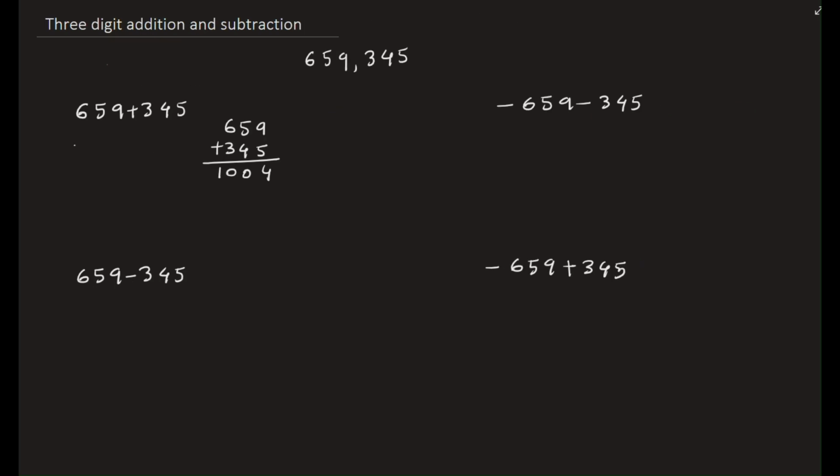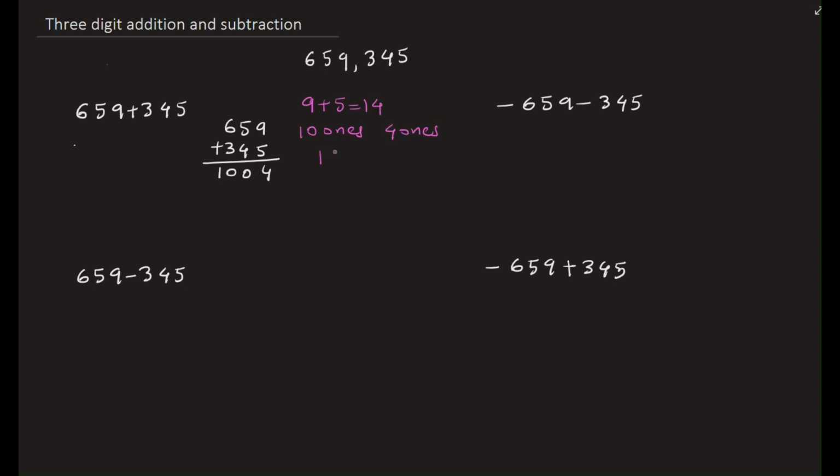Now I have three-digit addition and subtraction. So I have two numbers, 659 and 345. So I write them down one below the other just as before. The units come in one line, one below the other, the tens one below the other and the hundreds one below the other. So in the units place I have 9 and 5. So 9 plus 5 equals 14, which is 10 ones and 4 ones.